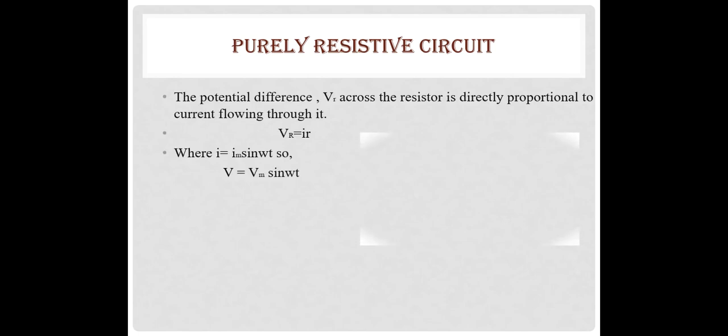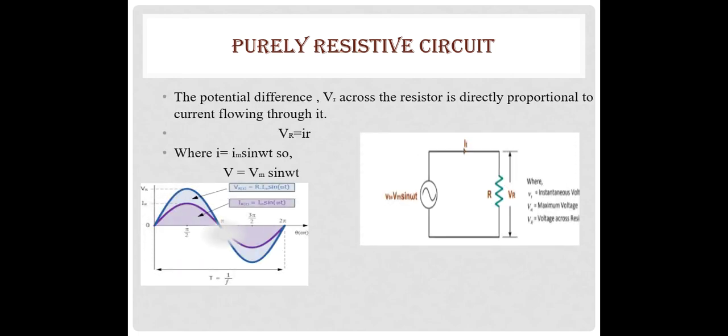Next we are going to discuss the purely resistive circuit. A purely resistive circuit is nothing but a circuit with an alternating power supply and a resistor connected in series. According to Ohm's law, VR is equal to I into R, and we also know that I is equal to Im sin omega t. So in a pure resistive circuit, the current and voltage are in phase, right?